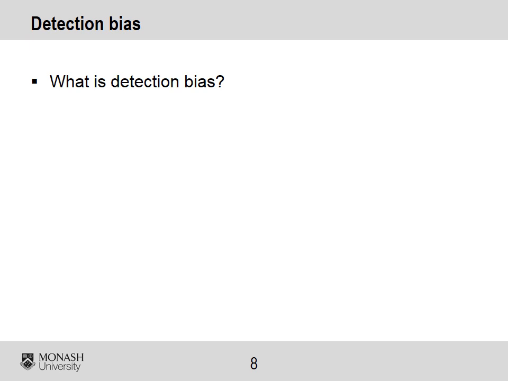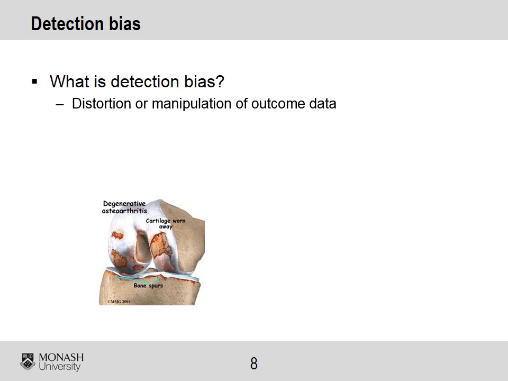Finally, we've got detection bias. So detection bias relates to the outcome assessment. So again, the researchers or investigators and how they assess or evaluate the final outcomes, and it relates to whether or not these investigators are distorting or manipulating the data in some way. And so you might think to yourself, well, why would anyone want to do that? I'll give you an example.